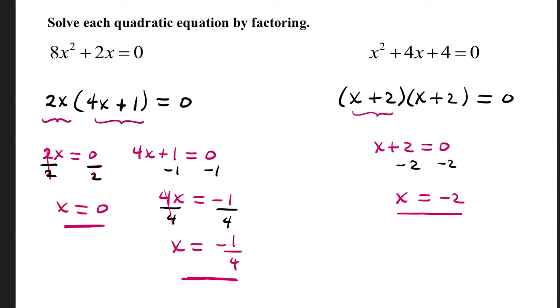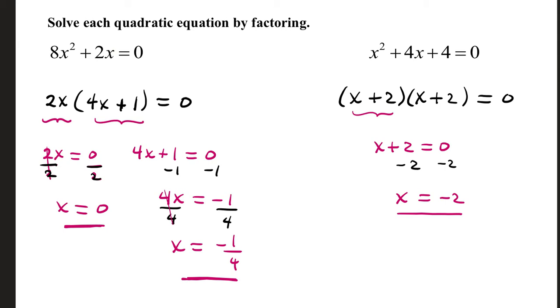Quadratic equations can have a maximum of two solutions. Most of the time, there are two solutions that you find that are unique. In this one, 0 and negative 1/4. Each one of those, if subbed in for x, creates a true statement.